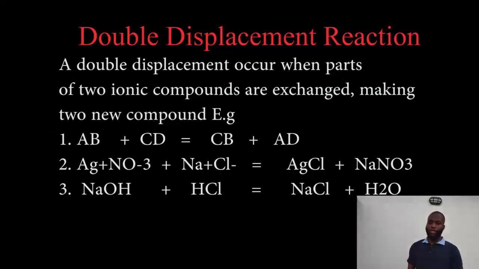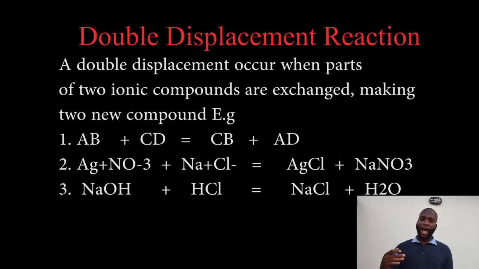We'll talk about double displacement. In a double displacement reaction, two different compounds combine together to form another substance, or another compound. Let's take for instance you have your AB plus CD.